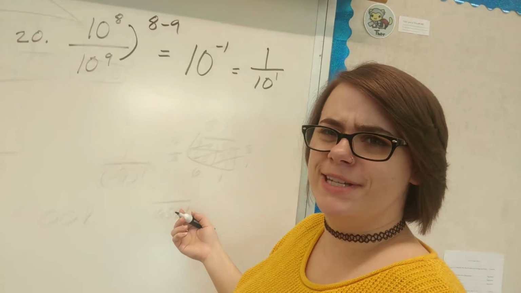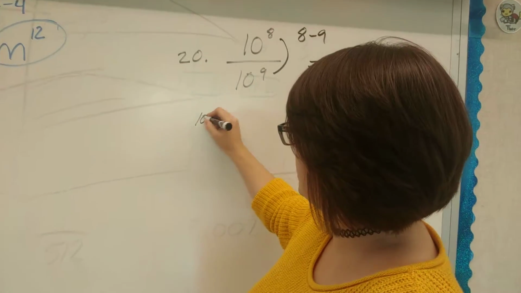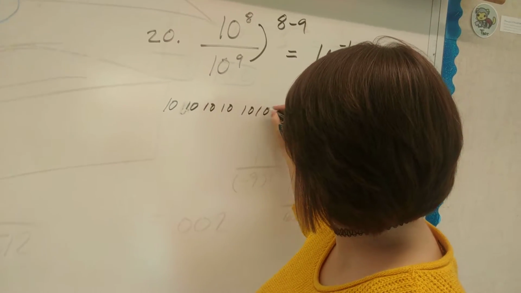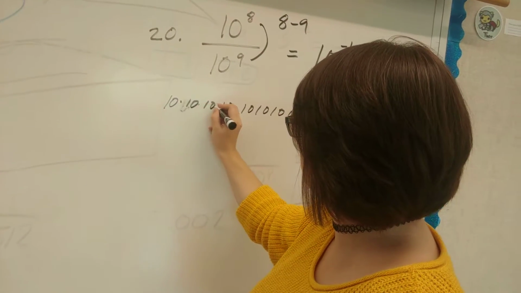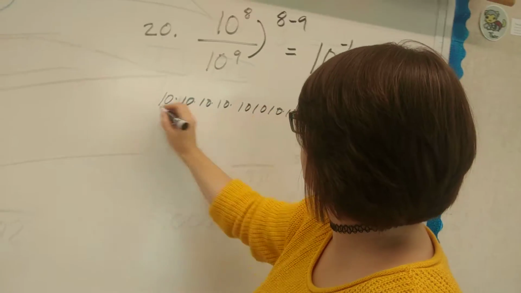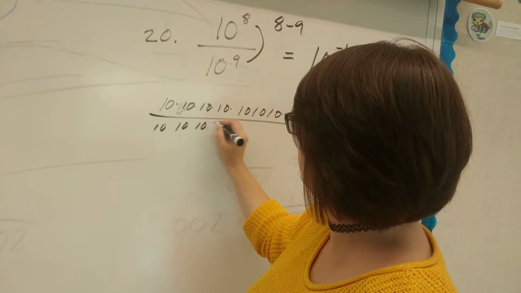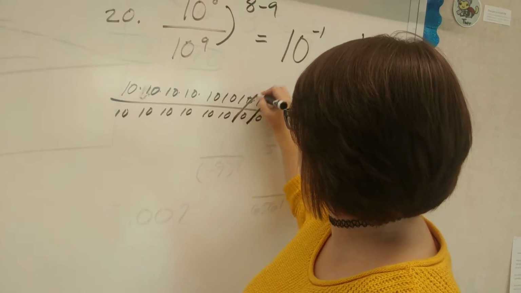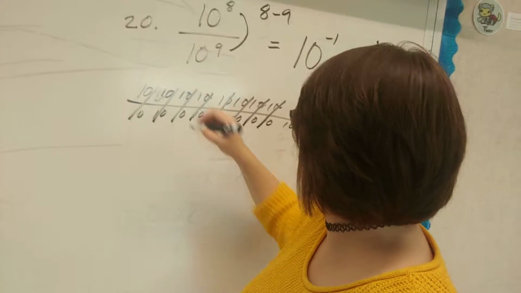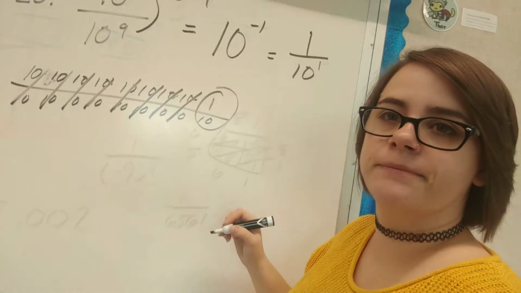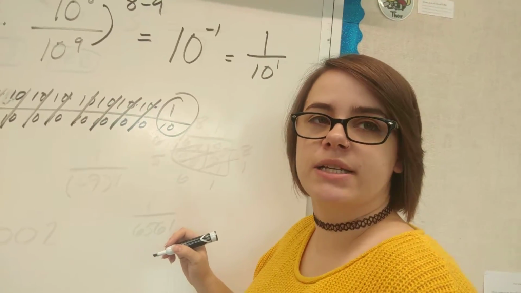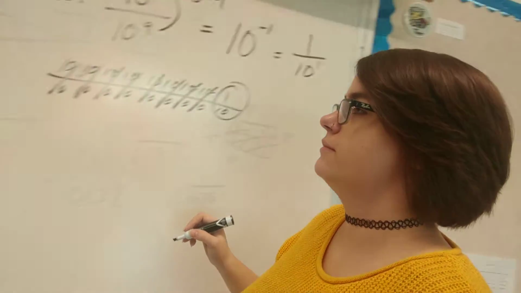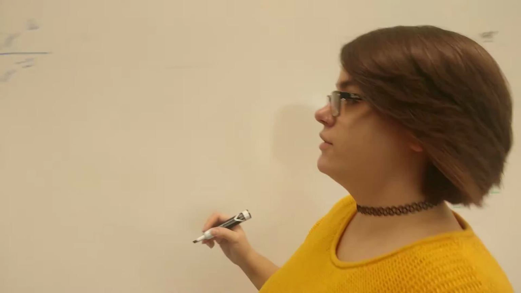Now, what happens if I didn't know any of these rules? Well, I could write 10 eight times, and then write 10 nine times. And then I can cross off my duplicates. Oh, look, I have 1/10. Look at that. Oh my gosh, it's almost like I didn't need to know any of the rules to get this answer. Imagine. Cool.